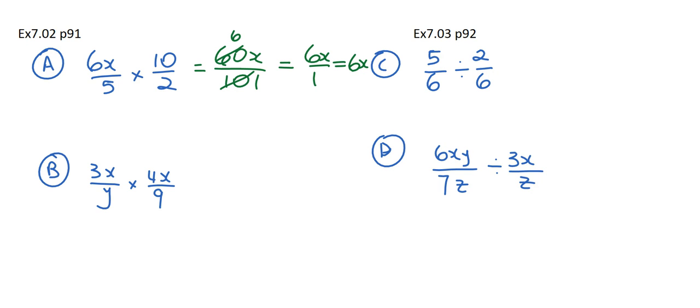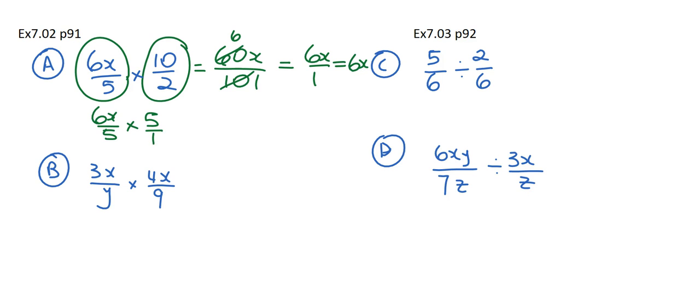Well, first of all, you probably look vertically. Is there a common factor? Can I simplify that there? Okay, if you can simplify one of those, that might be easier. So that would be 6x over 5 times 5. That's sort of like 5 over 1 in a way.